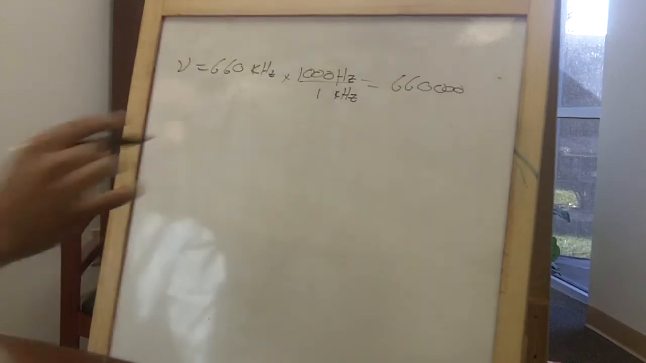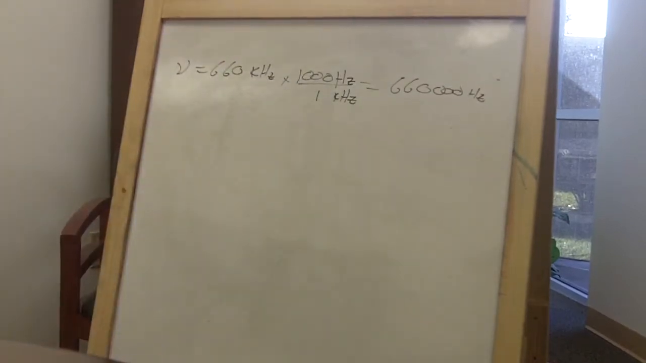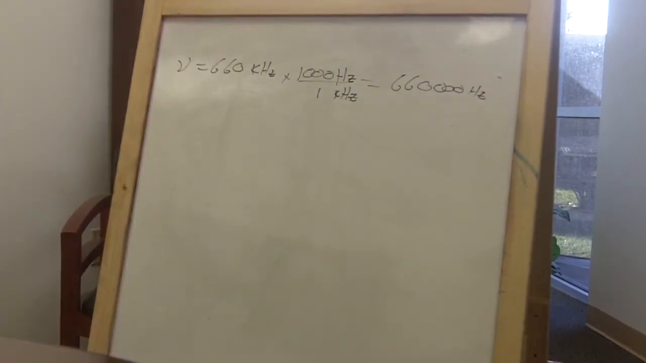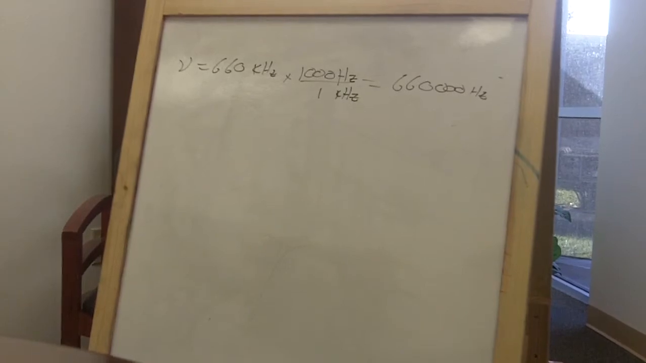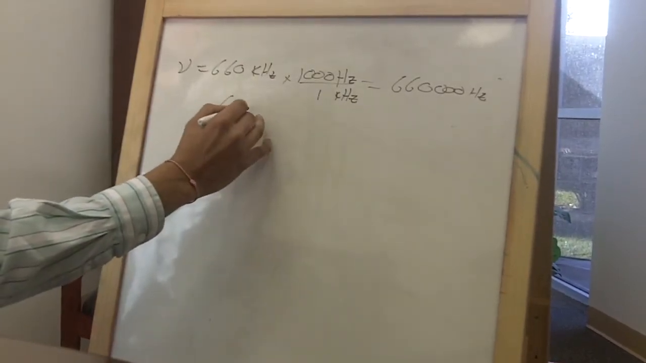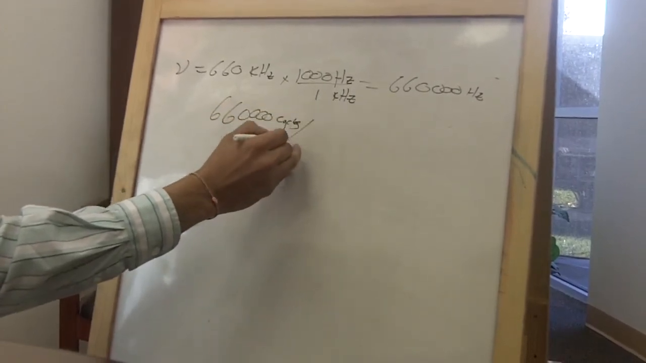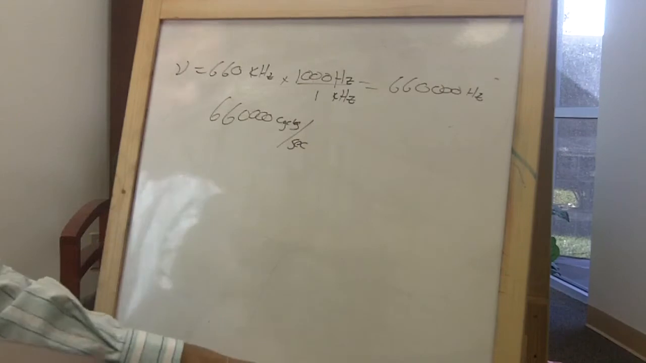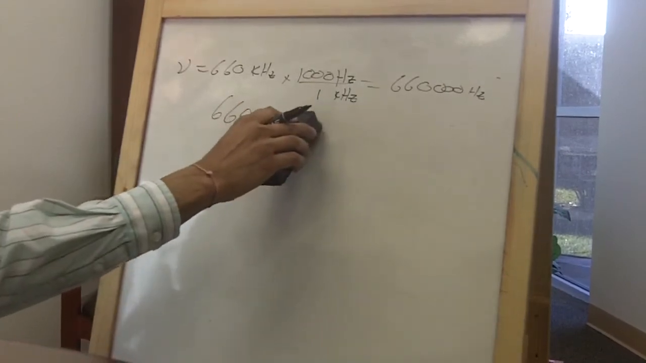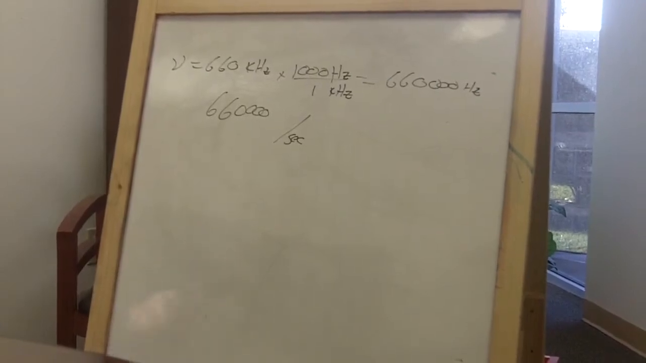So do you see how this then becomes 660,000 hertz? Yes. Right? Now what is a hertz? A hertz is 1 cycle per second. So we can rewrite this as 660,000 cycles per second. Or you don't have to put cycles even, but it's weird to say that many thousand per second, but that's really what it is.